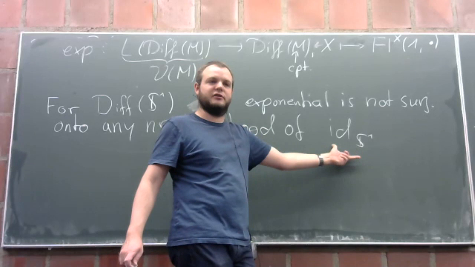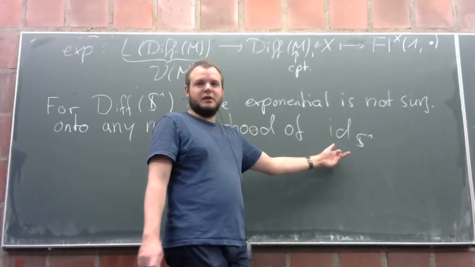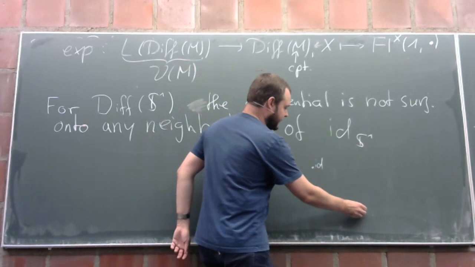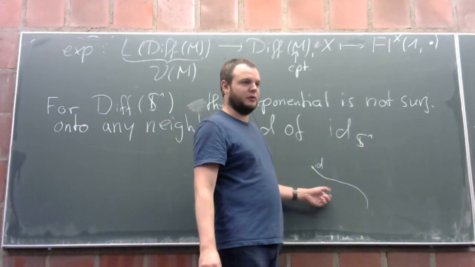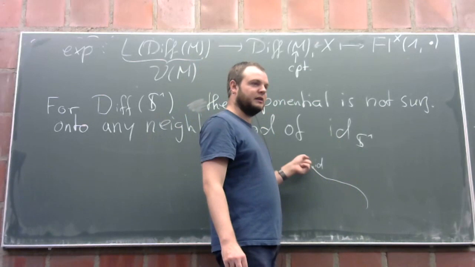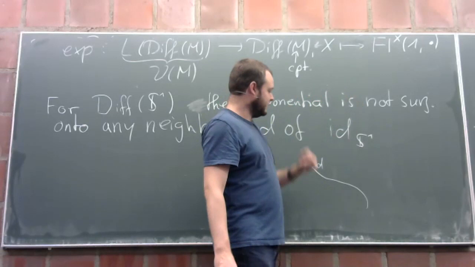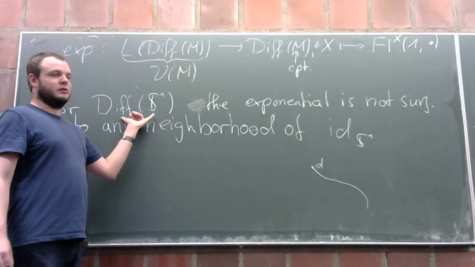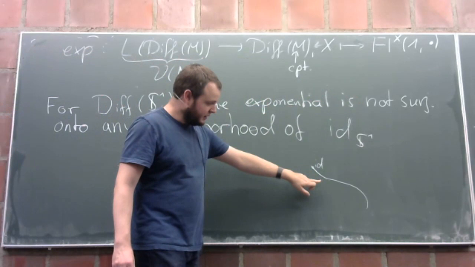And I think the strongest results here are due to Grabowski, who proved that, here is the identity element, there is a smooth curve, which, I mean, obviously I cannot draw the diffeomorphisms with this infinite dimension, but there's a smooth curve of diffeomorphisms running through the identity, which intersects the image of the exponential mapping only at the identity and at no other point. And so in a very strong sense, the exponential is non-surjective in a neighborhood. So the theorem is apparently like this.